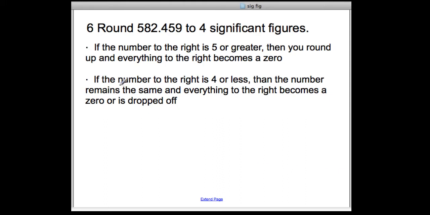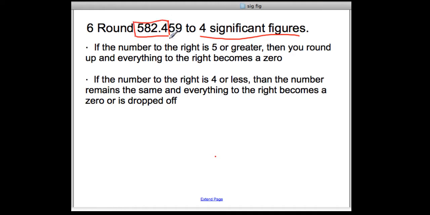So, instead of talking about places like the ones, the tens, the hundreds place, we're going to talk about the number of sig figs we want to have in our answer. So for this first one, it says round 582.459 to 4 sig figs. This is a big old number here, and when I talk about 4 sig figs, I'm actually going to talk about the first 4 numbers from the left side. So these are the 4 numbers I want to take a look at.